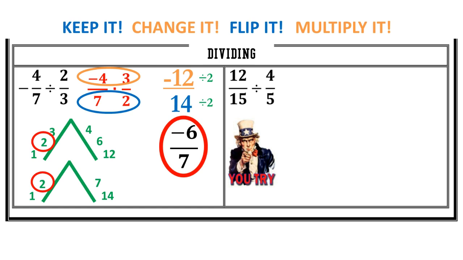On your own, try 12/15 divided by 4/5. You're going to keep the first fraction the same, change division to multiplication, and then flip it. Take the reciprocal of 4/5, which is 5/4.